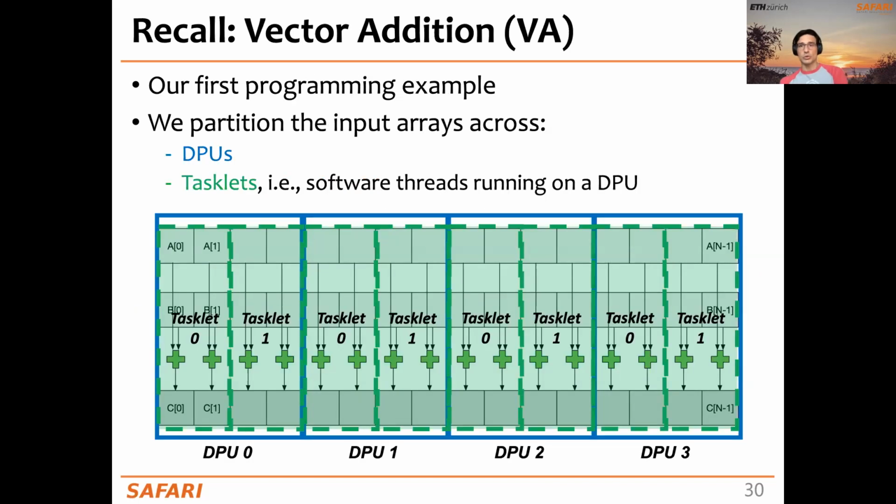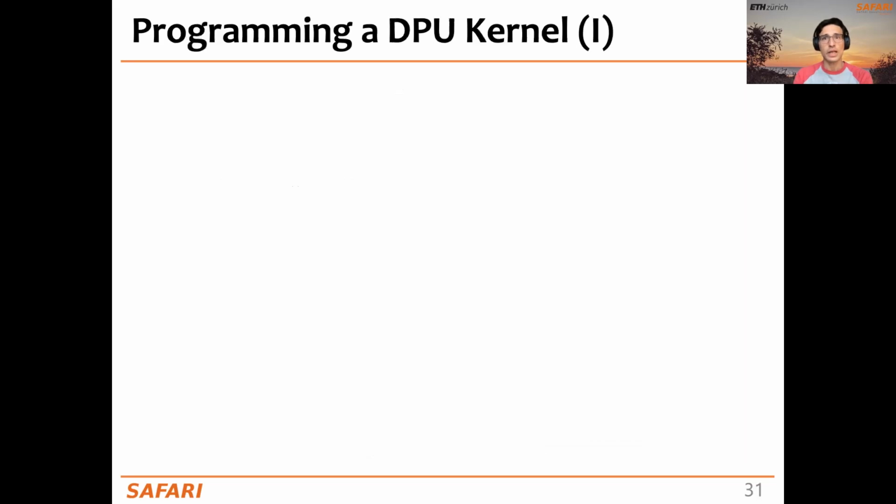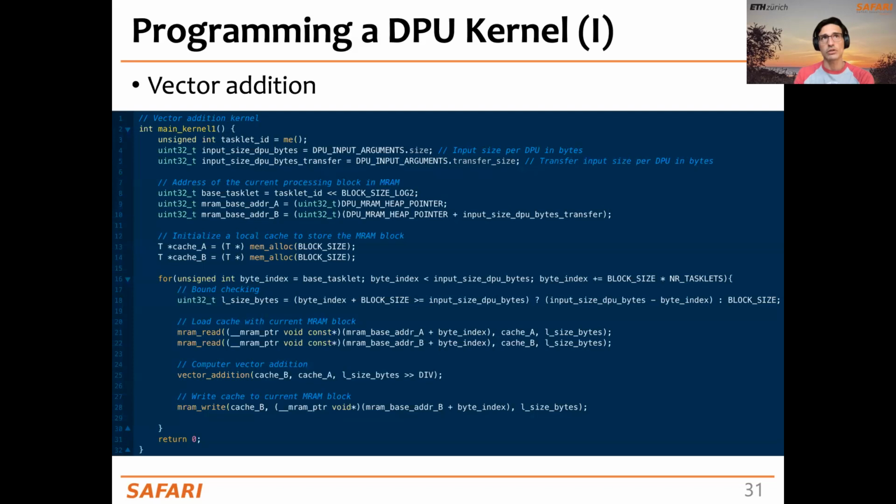Okay, let's go back to our programming example, the vector addition. Remember that we are going to partition the input arrays equally and the output array equally across the available DPUs, and then we are going to do a similar thing inside the DPU by assigning different chunks of the arrays to the available tasklets. Let's take a look at how the DPU kernel for this vector addition looks.